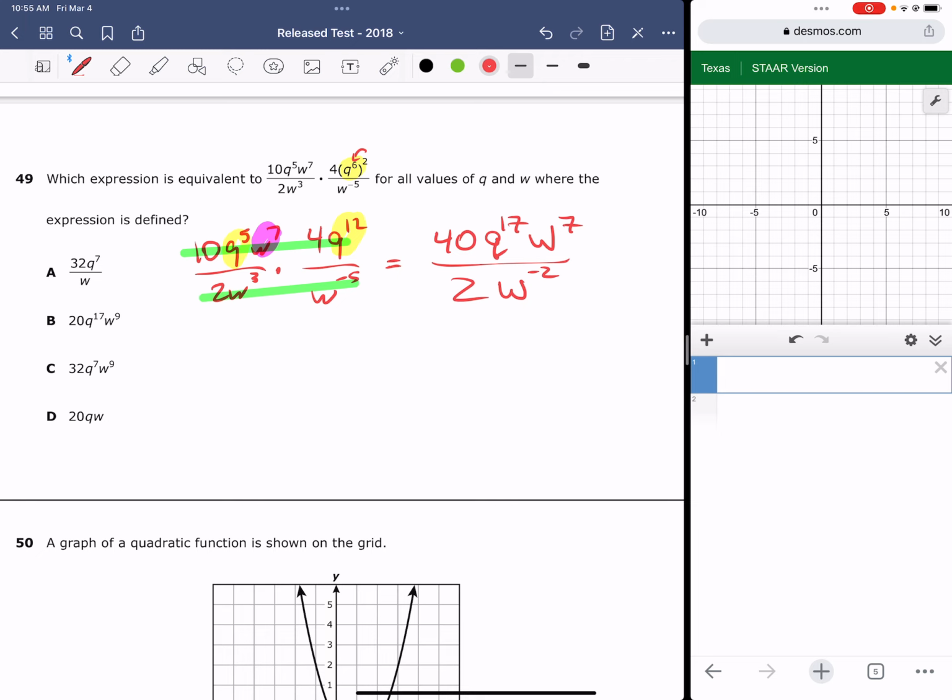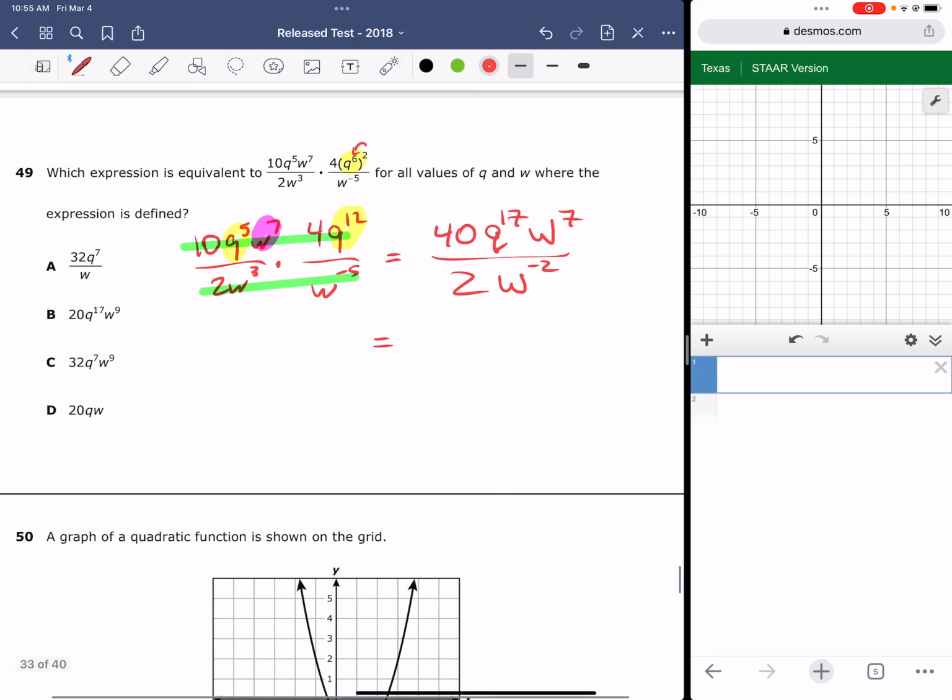We're nearly done here. The last thing to do is to divide the coefficients, 40 divided by 2, which is going to give me 20. We have a lone term that has q here that will just get written down, q to the 17th power, and then we have w's that are going to be divided. W to the 7th divided by w to the minus 2: the exponents will be subtracted here, so we'll have 7 minus negative 2. Well, 7 minus negative 2 just results in 9, and so we see that letter B is the correct answer.